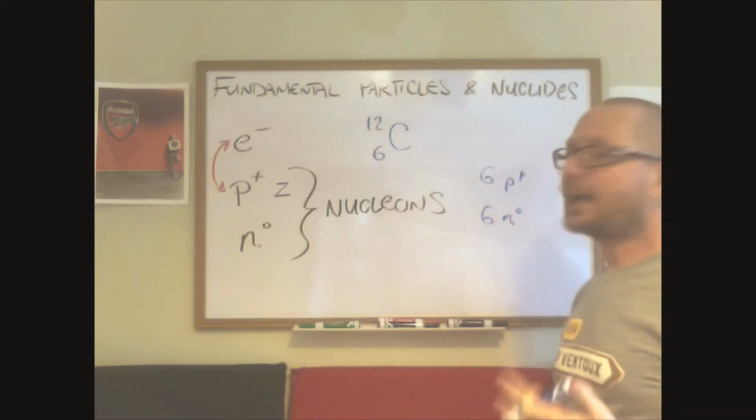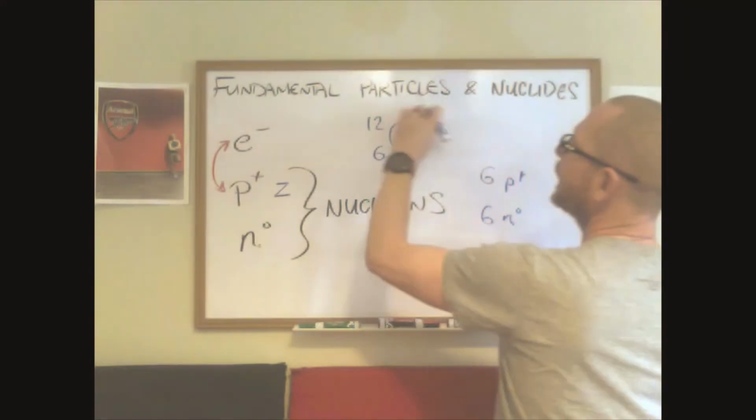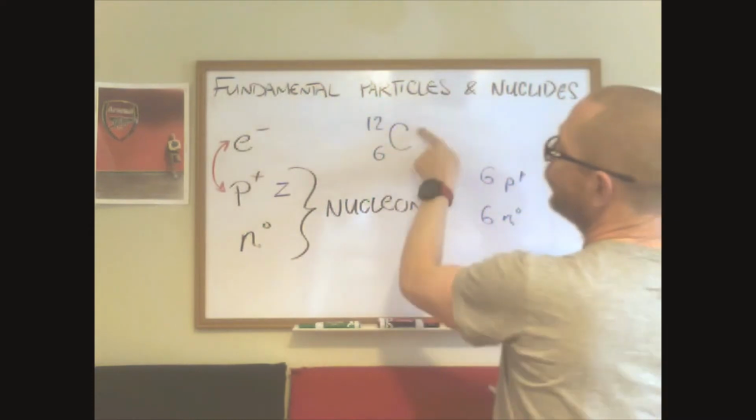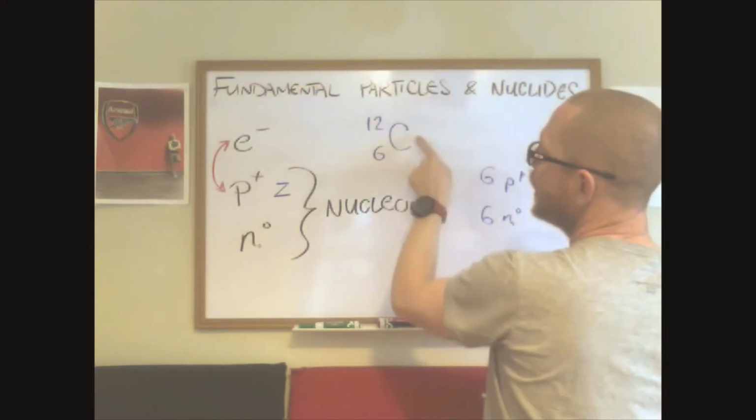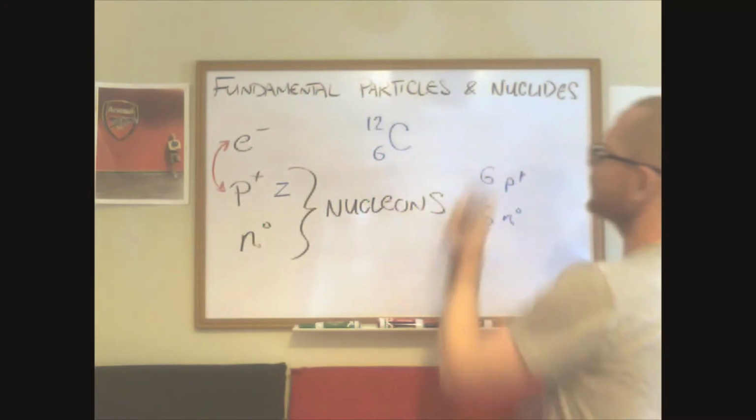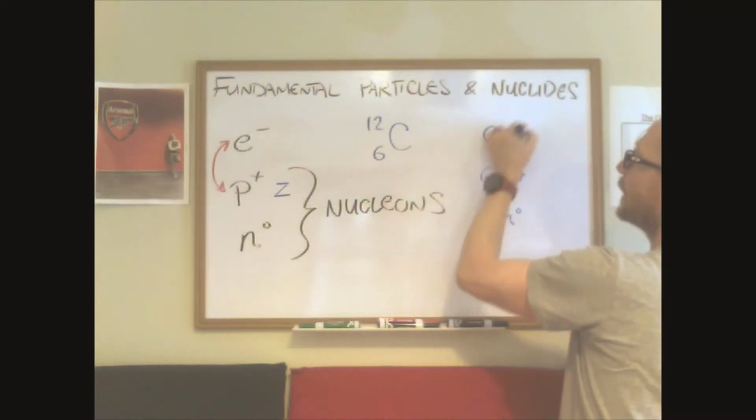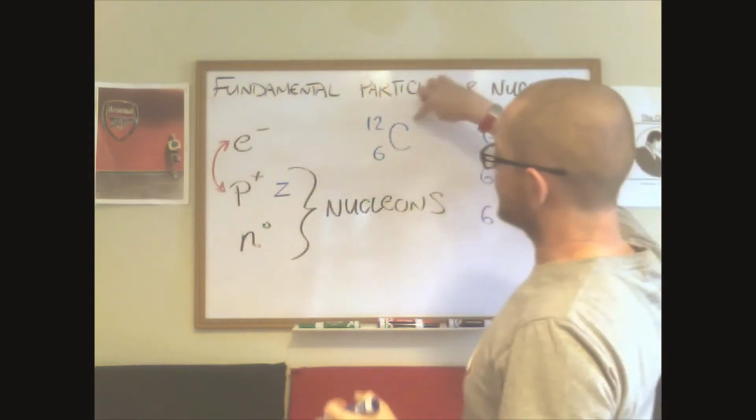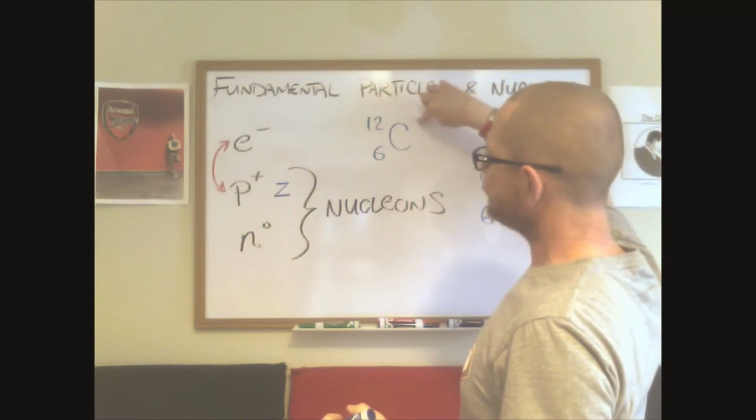So how many electrons does it have? Well, because there's nothing written in this upper right portion of the symbol, it's neutral. So there's a balance. That means there's going to be 6 electrons. Protons plus electrons, right? Positive plus negative equals 0.